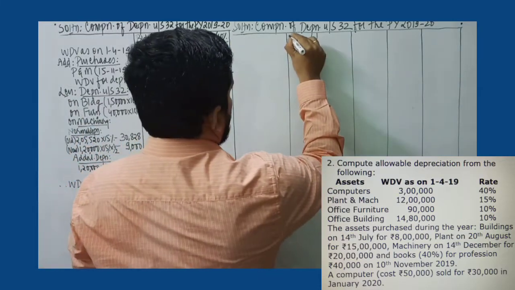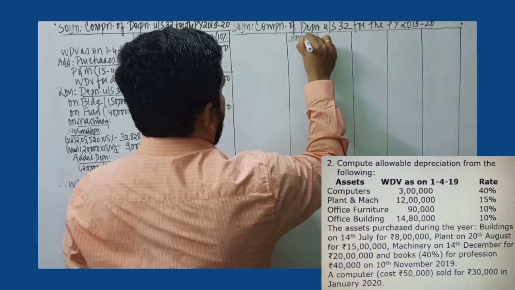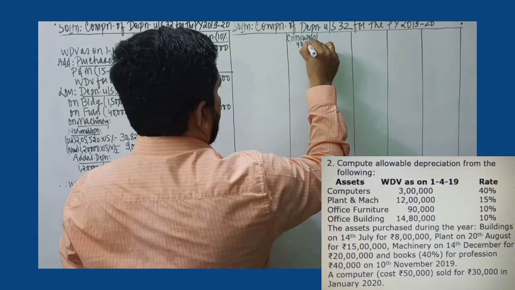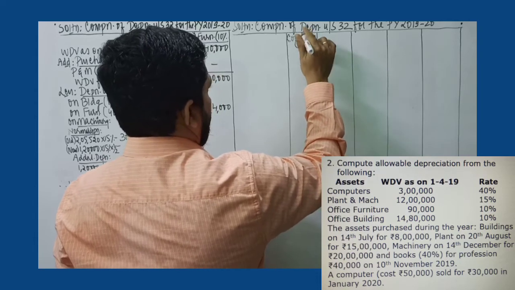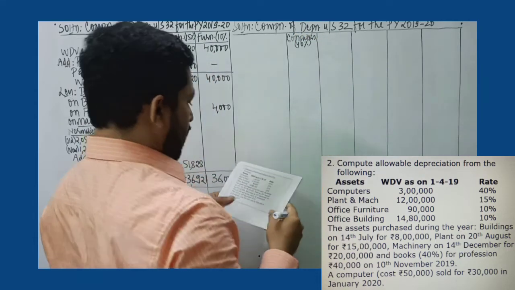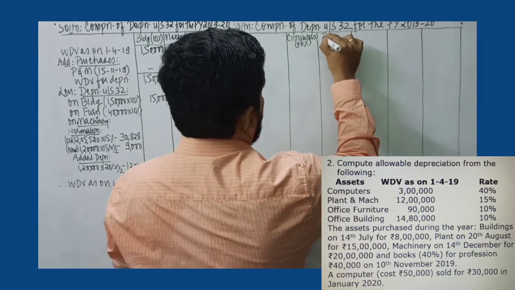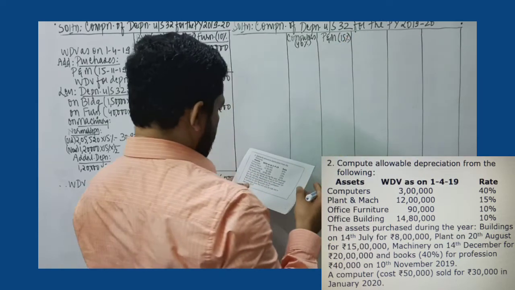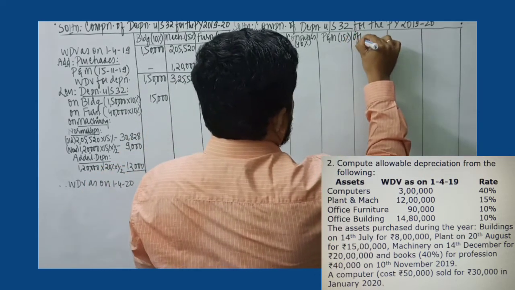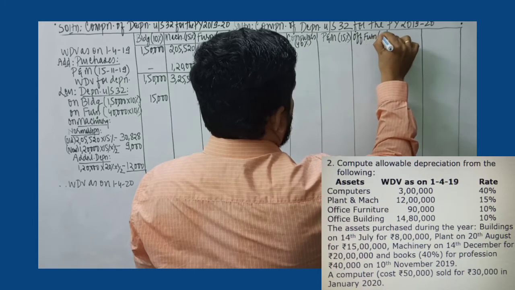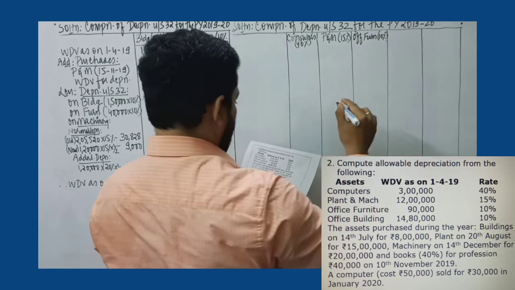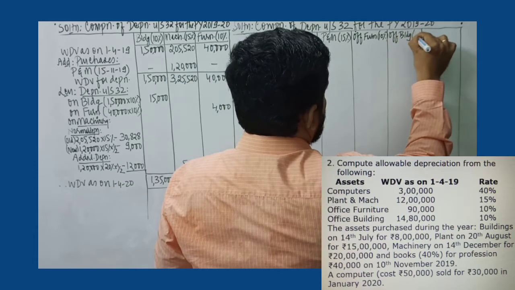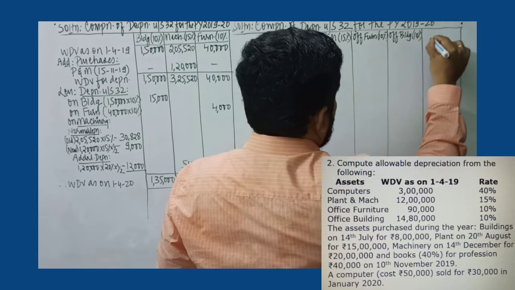So I record first computers, the depreciation rate is 40%. Then we have plant and machinery. The depreciation rate is 15%. Then we have office furniture. The depreciation rate is 10% as given. Then we have office building. The depreciation rate is 10%. And then we have books.